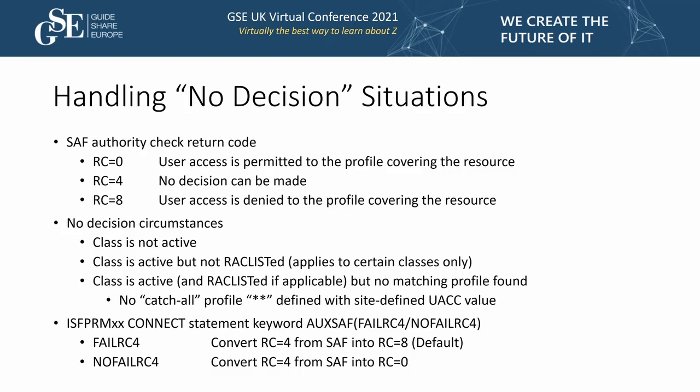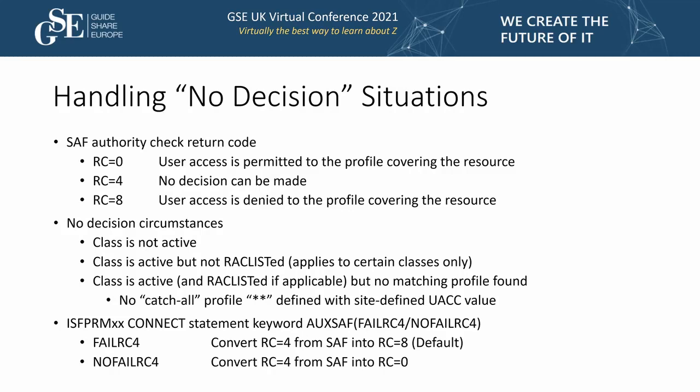It could well be that the class is not active, and a lot of people used to run with the SDSF class not active, so they always drop back with the return code 4. The class may be active but not RACLISTed. That only applies obviously to RACF. The class is active and RACLISTed, but no matching profile was found. So there's no drop through. There's no asterisk profile within that class to give you a denied or allowed value.